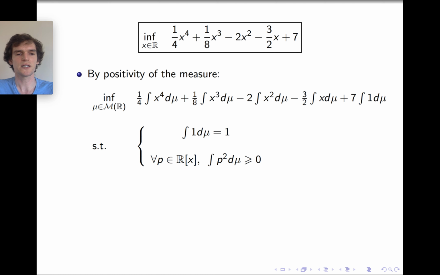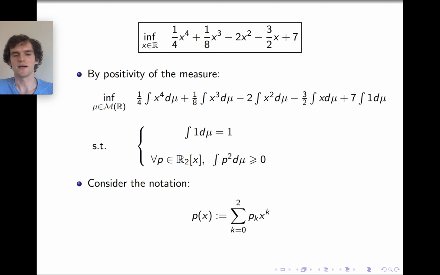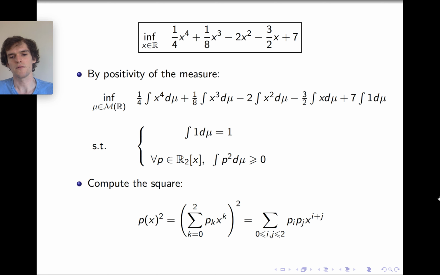That means that in particular for any polynomial p, the integration with respect to p squared should be non-negative, right? Because p squared is non-negative, it's a square, so that should integrate to something non-negative. Okay, and so for instance, let's consider this following notation. Let's just consider polynomials of degree less than or equal to 2. And so this should be true, right? And so we can compute the square. So this is what we get.